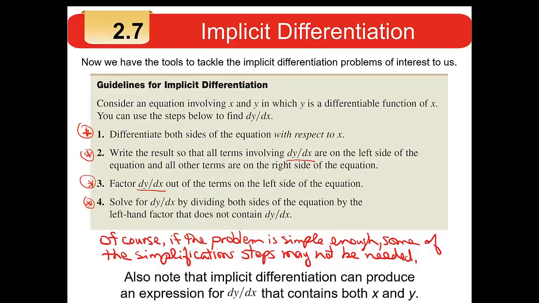I'll also say that it is possible with an implicit differentiation problem, when you end up solving for dy over dx, you could have both x's and y's on the other side of the dy over dx. Typically when you've done derivatives in the past, you had dy over dx on the left and you just had a bunch of x's on the right. But when you're doing implicit differentiation, it's not unusual at all, once you solve for dy over dx, to have both x's and y's in that expression.